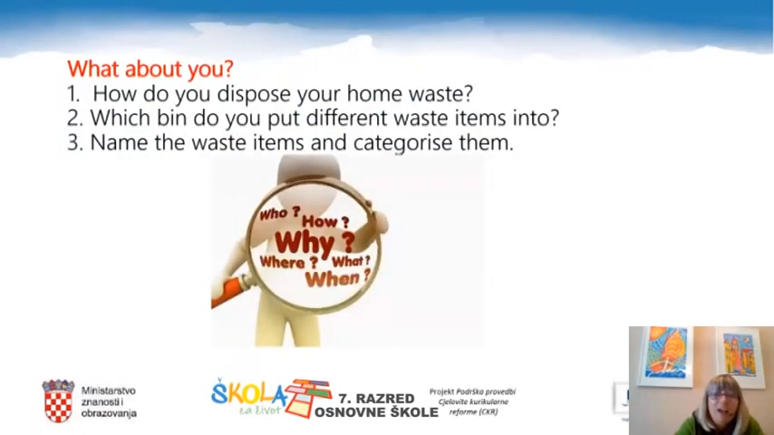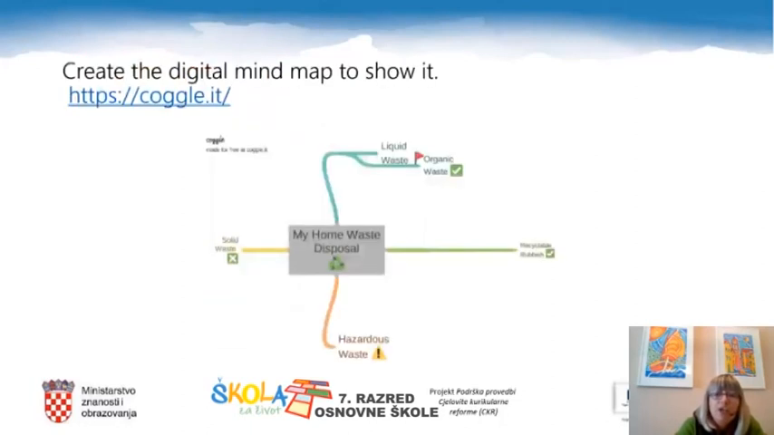What about you? How do you dispose your home waste? Which bin do you put different waste items into? Name the waste items and categorize them. To show your answers, use the digital mind map. Use Google, the tool, to do it. In the left up corner, you can see the link. Please copy it into your browser and try to be very creative. I am 100% sure that you are going to be much more creative than I was while creating this one.